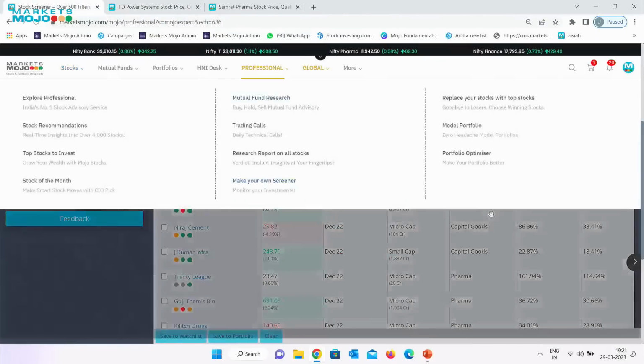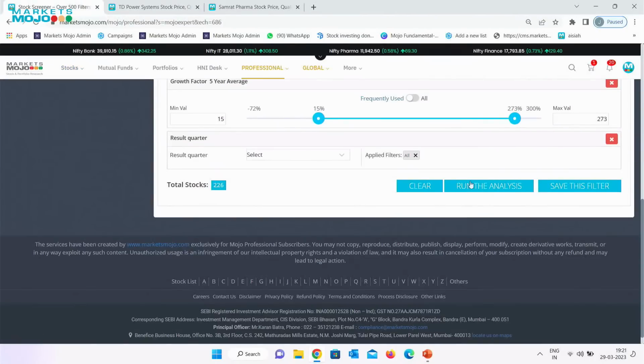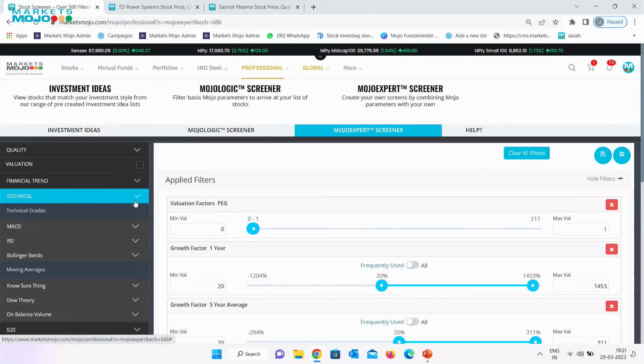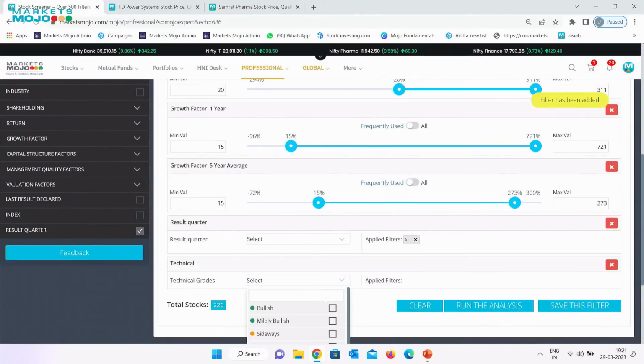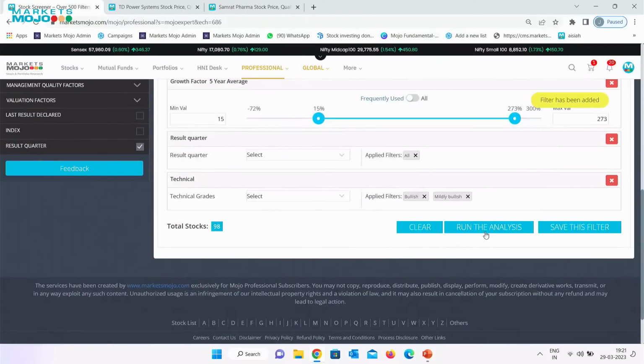So let me go back to my screen. I'll just make one quick edit to show you the stocks. So I'll remove the industry and I'll go to technical. Here I'll select bullish and mildly bullish. Now some 98 stocks over here. I'll just run the analysis.